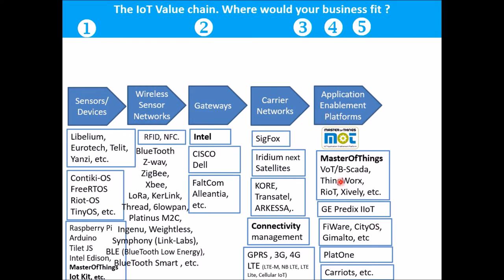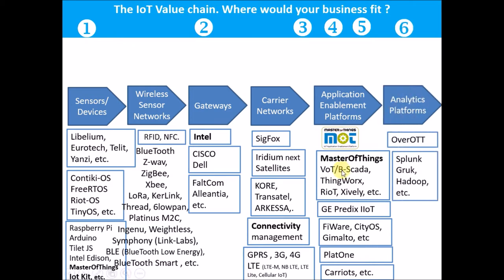We will dedicate a session for what you should expect from an application enablement platform, the main functionalities, what should be there, and how to pick the right one. After that, if the application is running for many years and it's working properly, then it's collecting a lot of data over years, and you need to make use of that collected data, where analytics and big data become important.